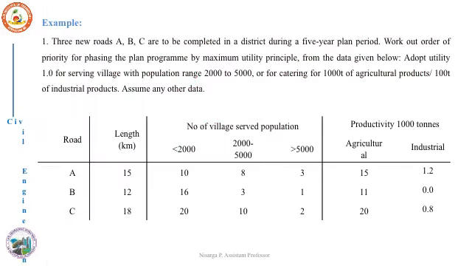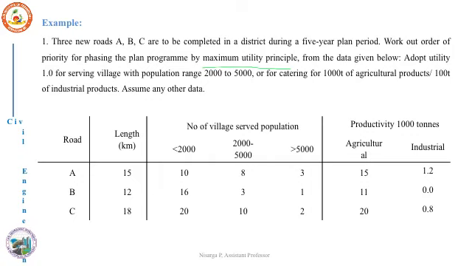Okay, so we'll do an example and see how the alternative can be decided based upon the saturation system. The example says that there are 3 new roads A, B, C to be completed in a particular district during a 5 year road development plan. We have to work out the order of priority. All 3 roads have to be constructed. We have to decide which road is taken first, which will be second, and which will be third. We have to use the maximum utility principle using the given data.